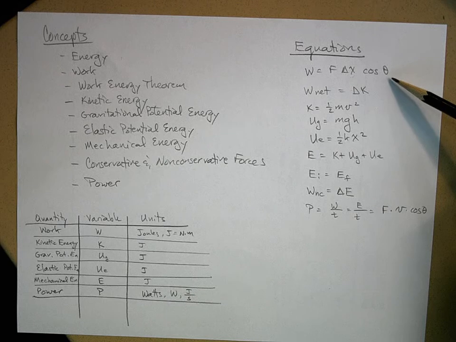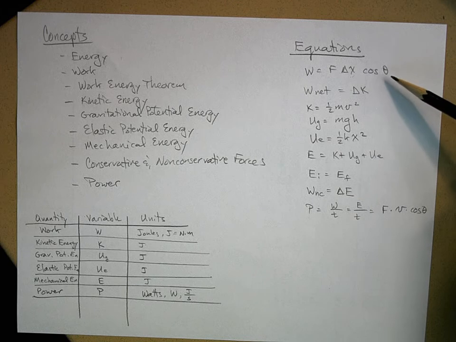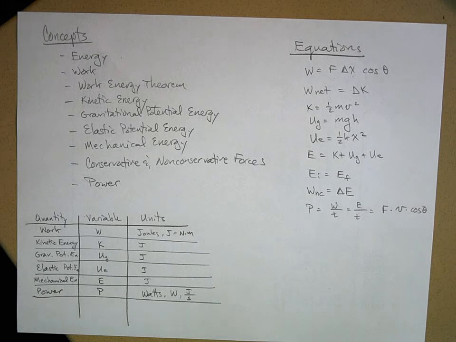Now, if the force vector and the displacement vector are in the same direction, the angle between them is zero, and the cosine of zero is 1. So you get all the work, all the force contributing to the work. If the force and displacement are at a 45-degree angle or a 60-degree angle, then less of the force is in the same direction as the displacement, so you're going to have less work being done.